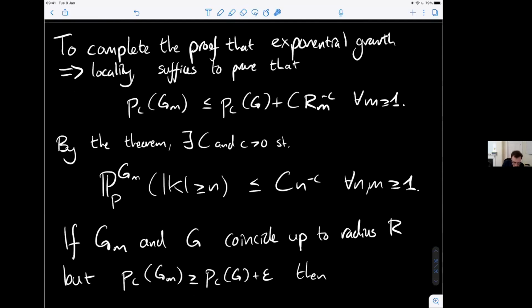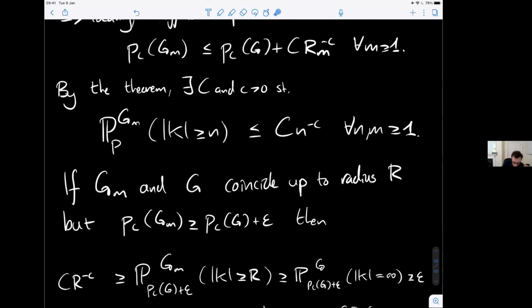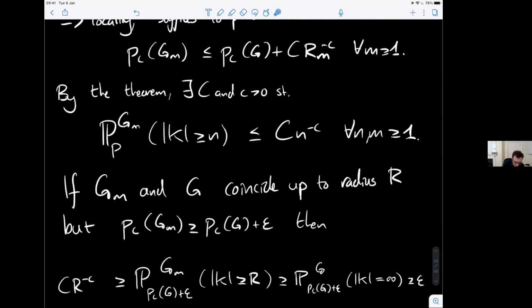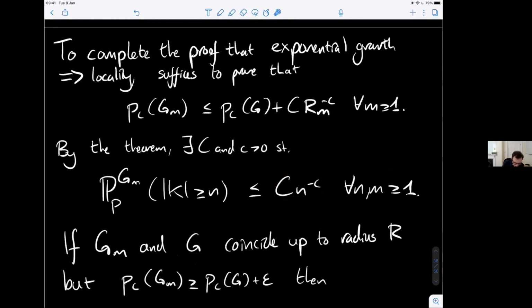So here's how we'll do it. It suffices to prove this quantitative claim that PC of Gn is bounded above by PC of G plus, well, we just need something going to 0 as n goes to infinity. In fact, we'll prove this power law in Rn, where again this is the radius that they agree up to. By the theorem, there exist some constants so that the probability of having a large cluster in Gn is always bounded by n to this power law thing, provided p is smaller than or equal to PC of Gn.